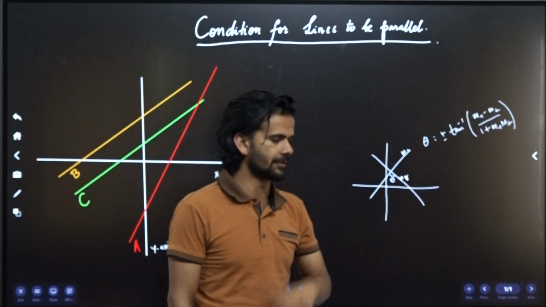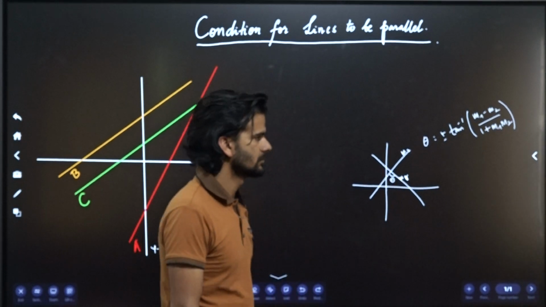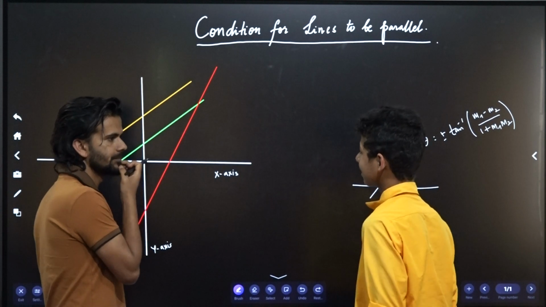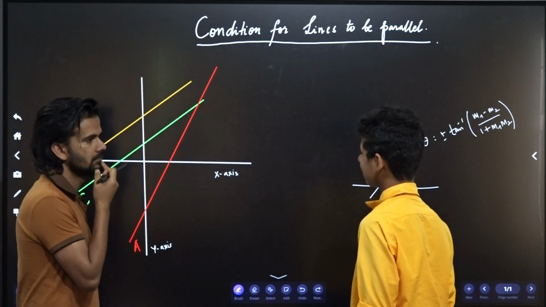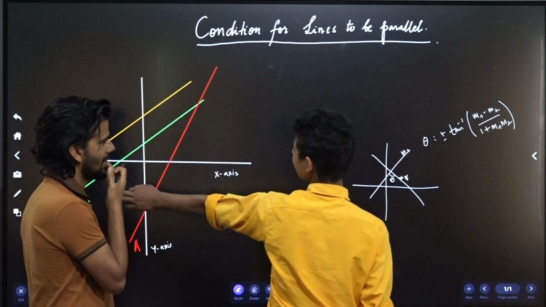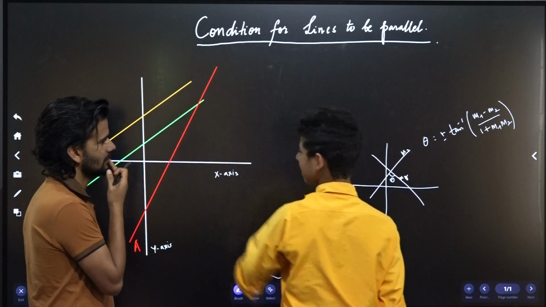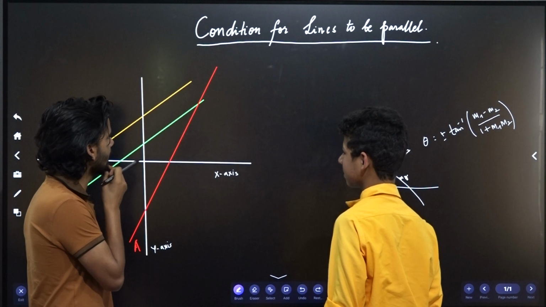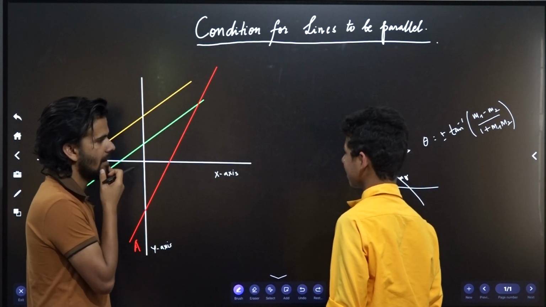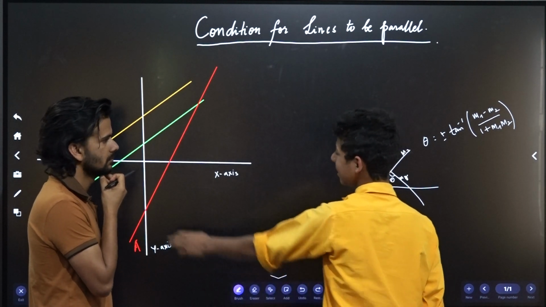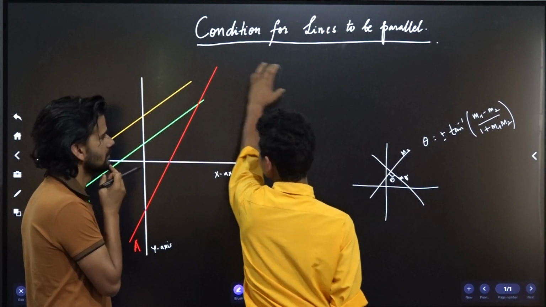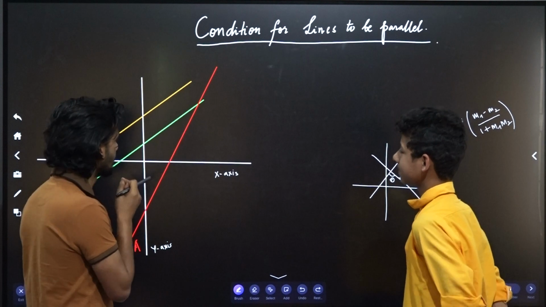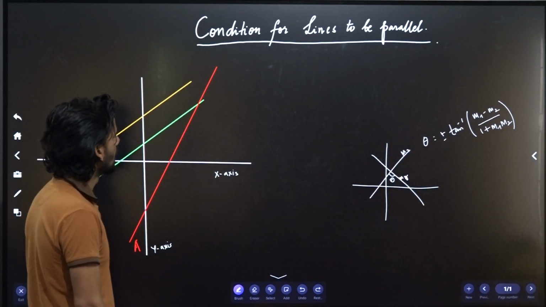Ghanashyam, come here. Tell me, what do you think? When are two lines parallel? When they go straight to one another. What does that mean? These two lines never meet. They never intersect. Yes, they never intersect, right?